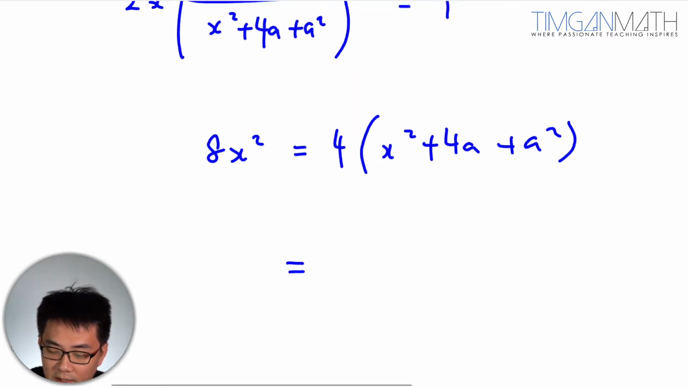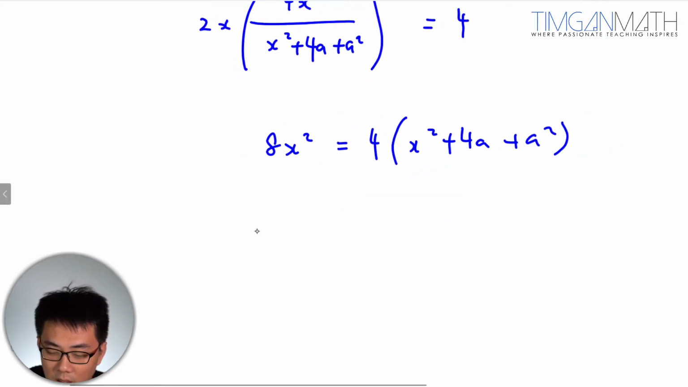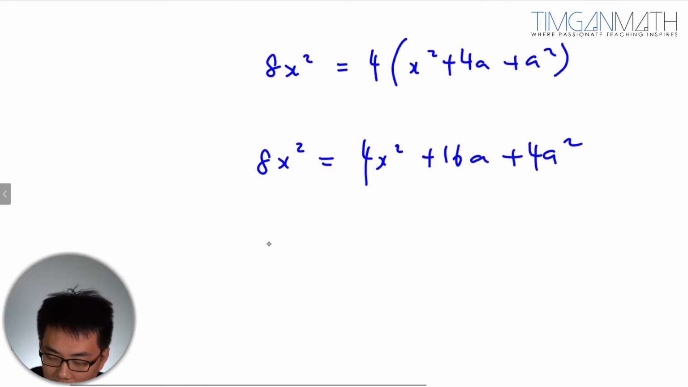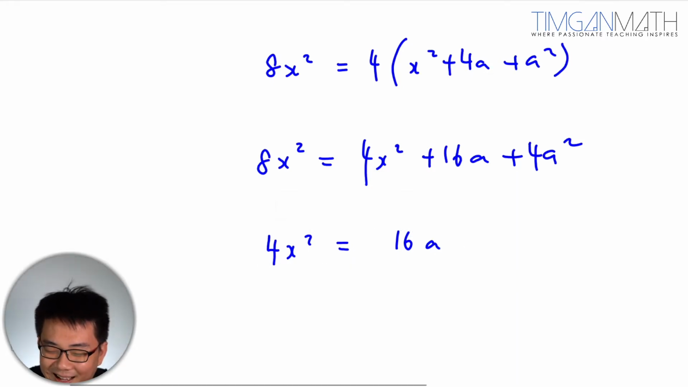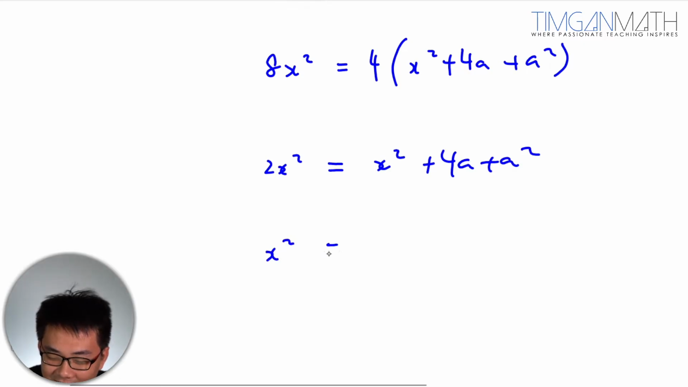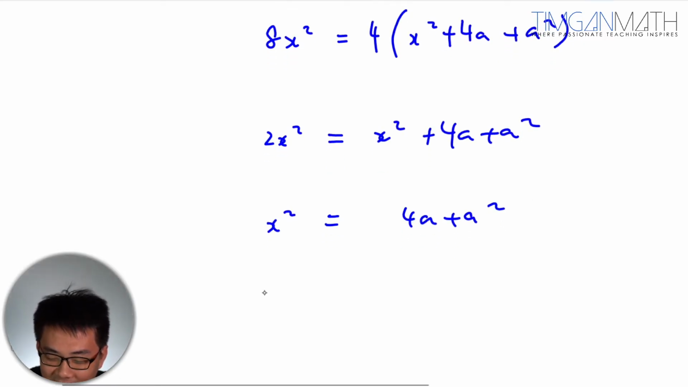I'm going to solve this using a quadratic expression. Just expand this, so this is minus 16a, minus 4a squared. Okay, maybe just do it nicely. Actually, what am I doing? Oh goodness, I could just cancel this. 2x squared equals 4 times x squared plus 4a plus a squared, so x squared equals 4a plus a squared. Then x would just be plus or minus the square root of 4a plus a squared.